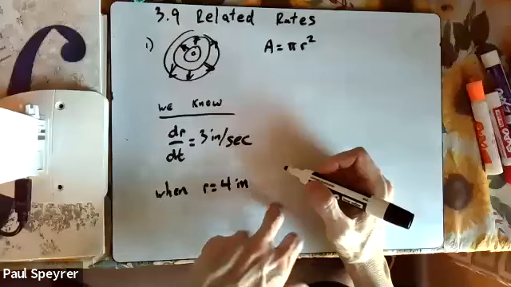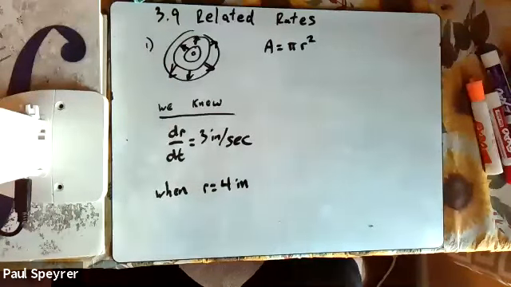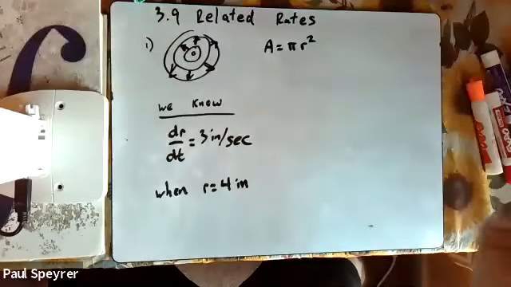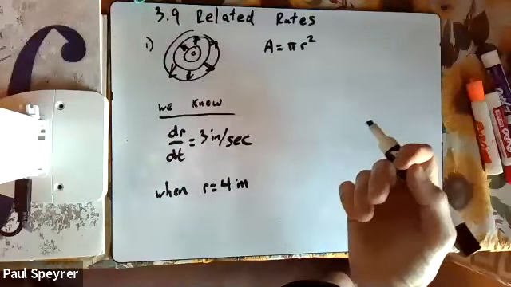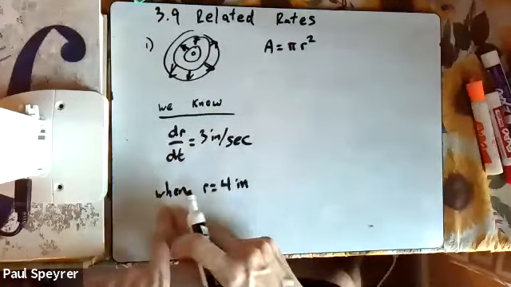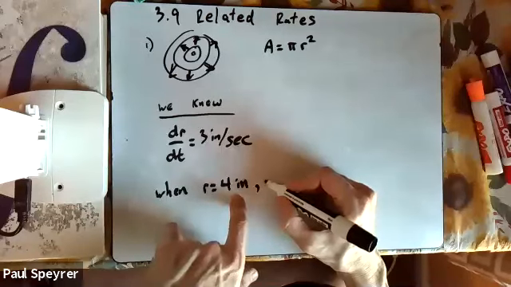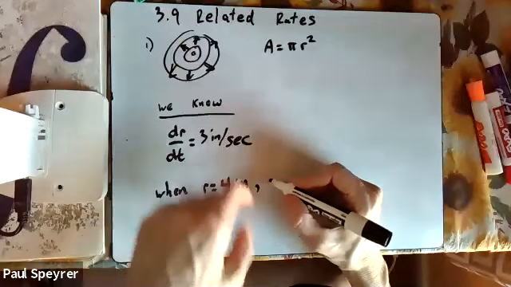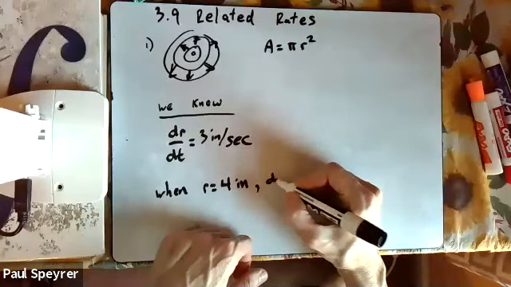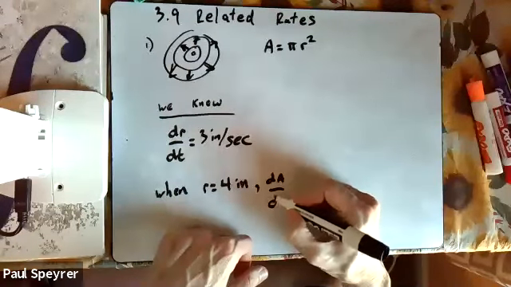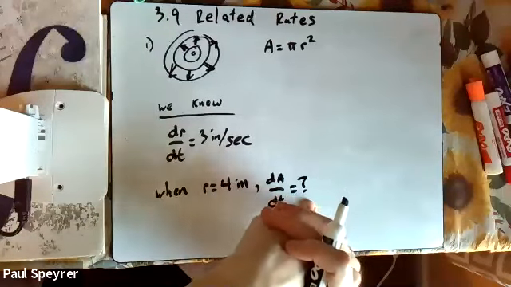At what rate is the total area of the disturbed water changing? Whenever you see that phrase, changing, something changing associated with some kind of letter, they're talking about that letter's derivative. So when r equals 4 inches, the radius equals 4 inches, how fast is the area of these circles increasing? So we want to know dA/dt is equal to what?